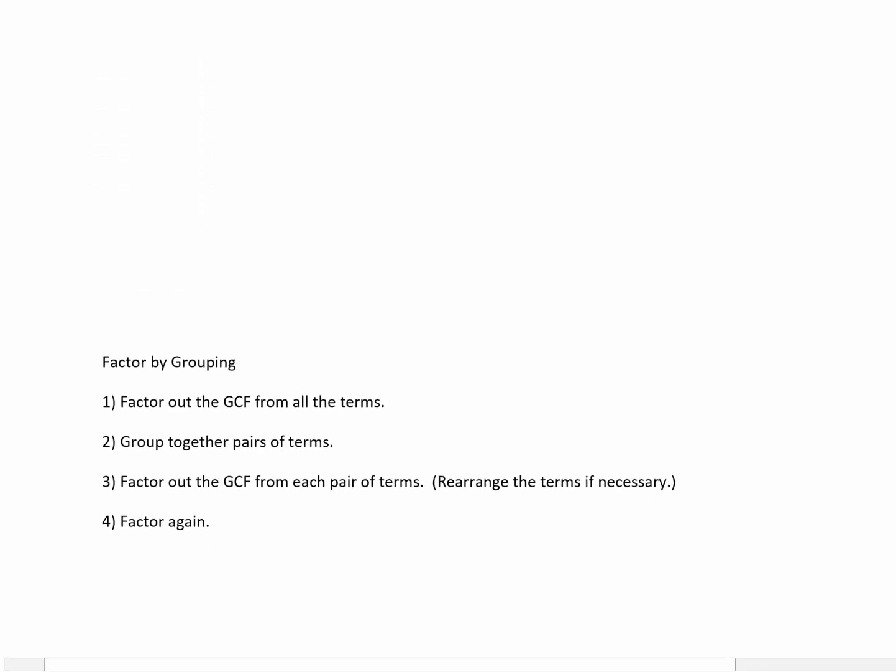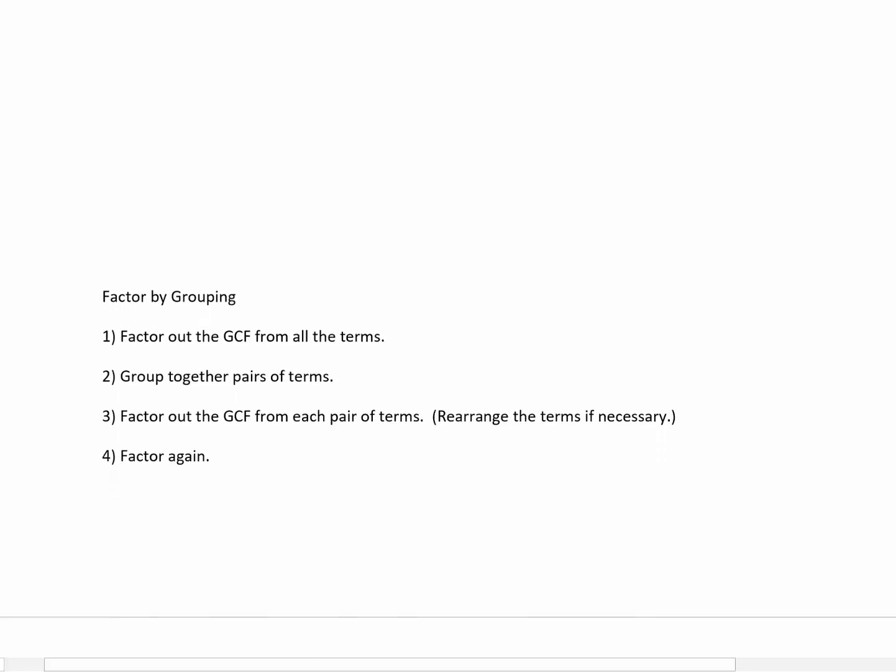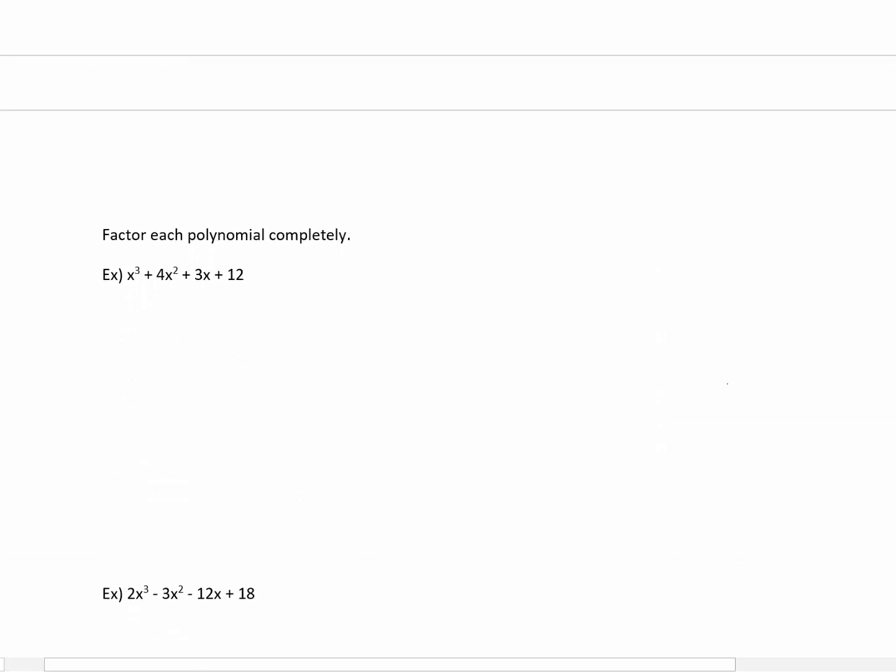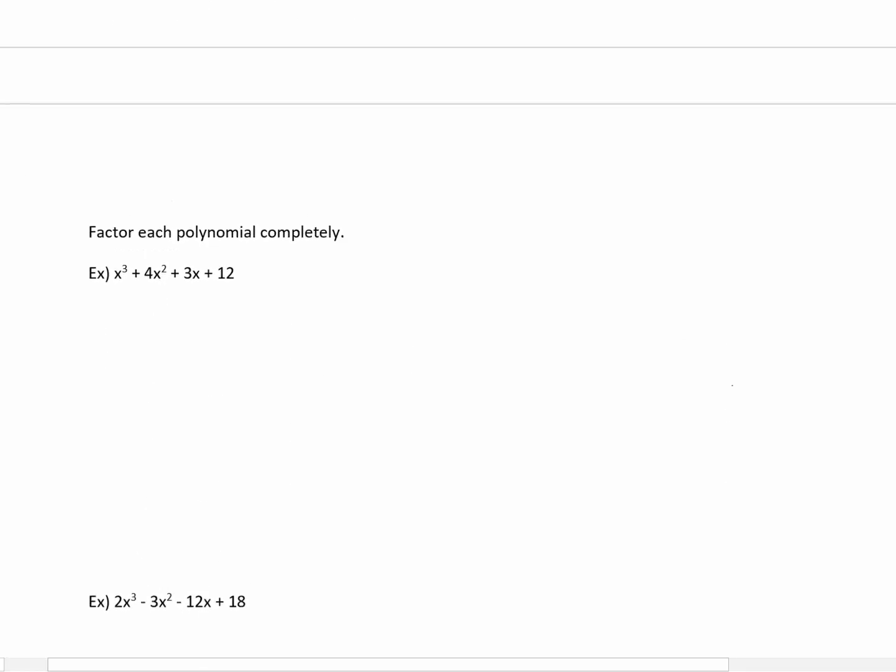So how do you do factor by grouping? Factor out the greatest common factor from all the terms first. Group together pairs of terms. Factor out the greatest common factor from each pair of terms. Rearrange the terms if necessary. And then factor again. Okay, so then let's factor each polynomial completely.